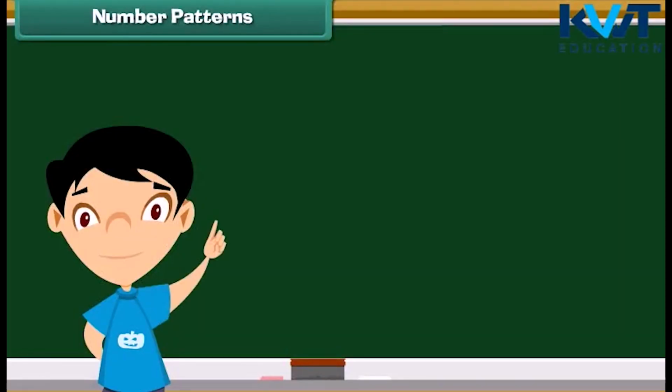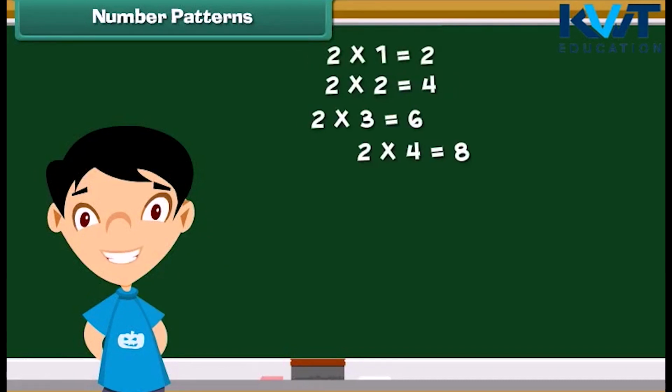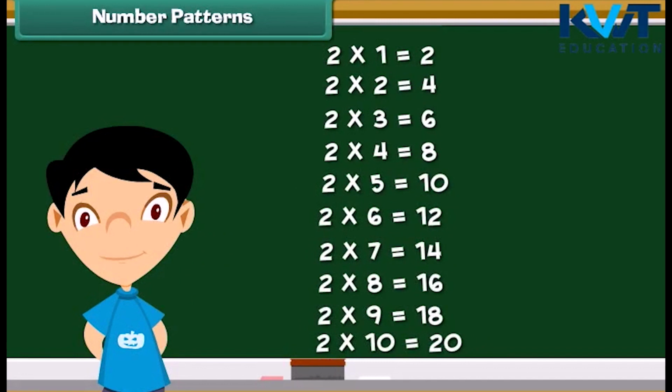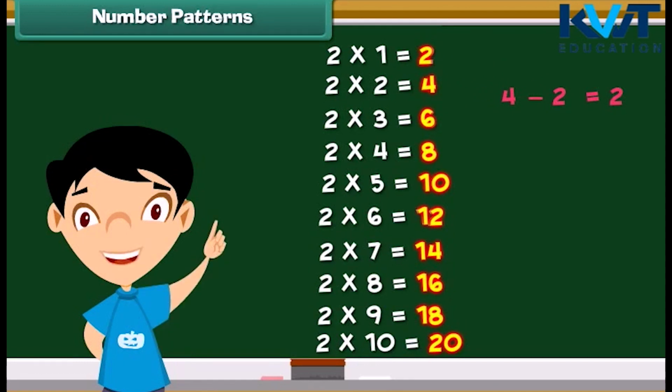Let us now make some patterns using numbers. We start with tables of 2. Look at the series 2, 4, 6, 8, 10, 12, 14, 16, 18, 20. These numbers are arranged in a way that the difference between two consecutive numbers is always 2.